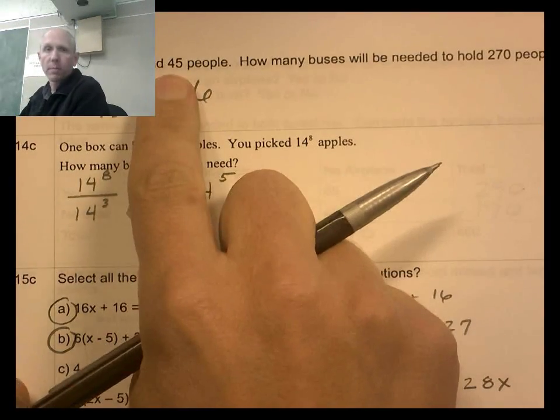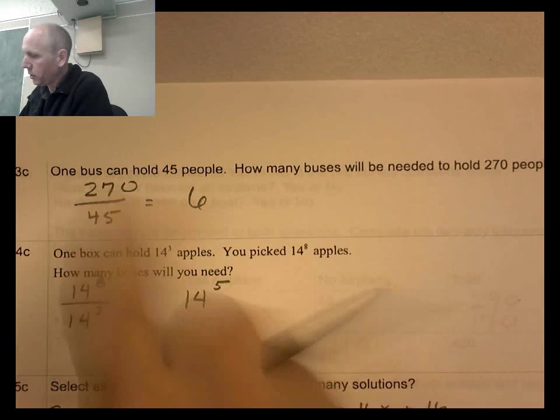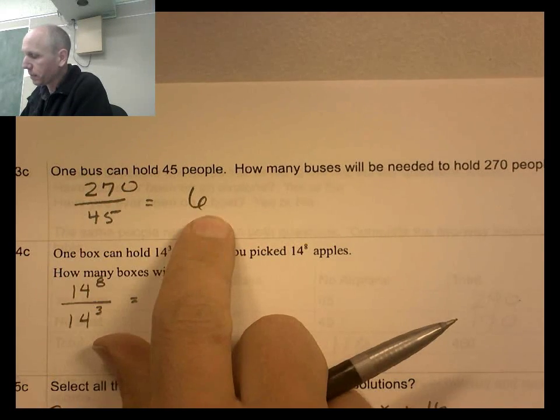One bus can hold 45 people. I need to move 270 people. 270 divided by 45 is 6.